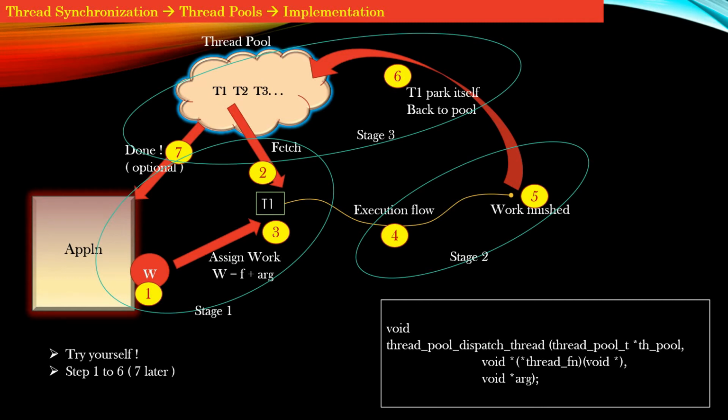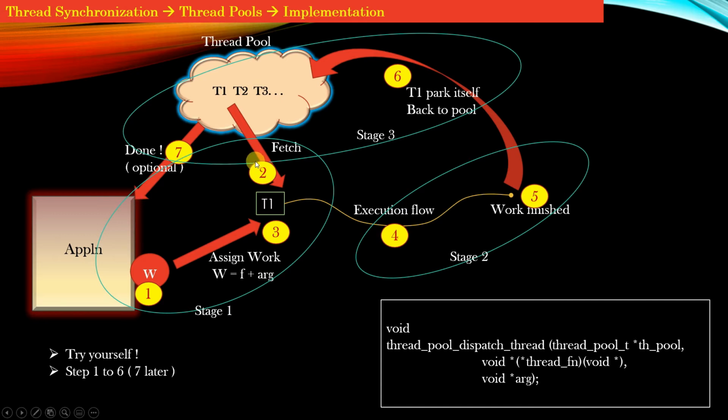So guys, now we are going to start with the implementation of the thread pool. Now we are going to implement all the 7 steps that you can see on the screen. In fact, we will first implement steps 1 to 6, and step number 7 we have left out. We will implement it later.